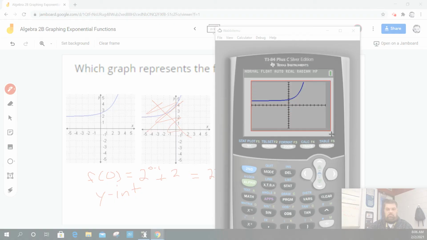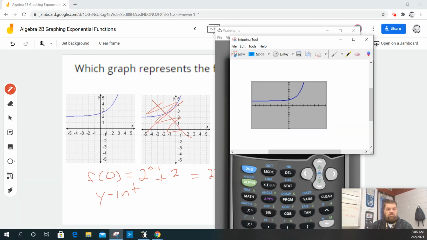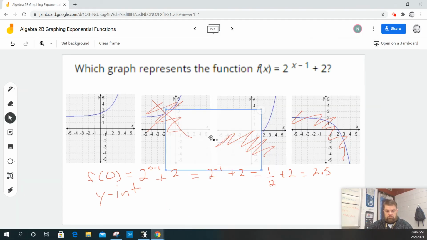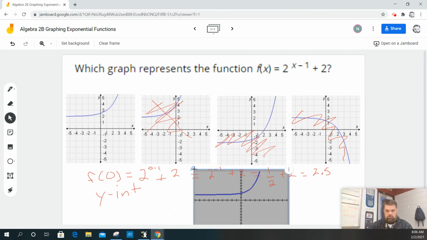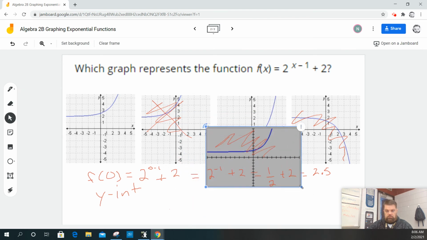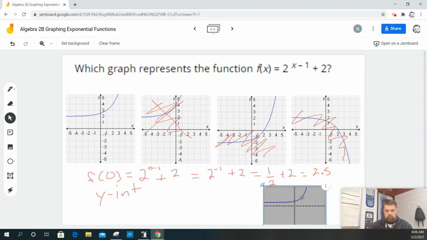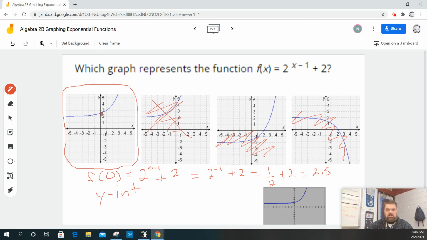I'm just going to take a real quick shot of that, put that on the notes. So then this is it. Why? Because it crosses right here at 2.5. None of the other graphs do that.